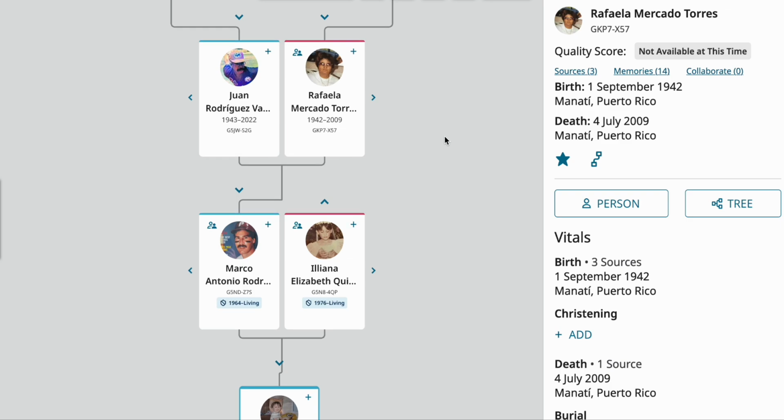But of course, her name was Rafaela Mercado Torres. She was born on September 1st of 1942 in Manatee, Puerto Rico. She passed away unfortunately on the 4th of July of 2009 in the very same city. Now, we can show that she had the cleft chin, but where did she inherit the cleft chin? And yes, we can go back another generation, just one more generation.